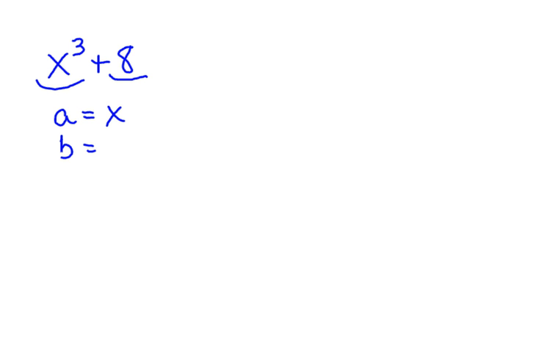Well, that could be easy. If it says x cubed plus 8, what is a? Well, what cubed gives you x cubed? x. So a would be x. What cubed gives you 8? 2. So b would be 2. Since it's addition, our first sign is going to be plus. So we're going to do x plus 2.